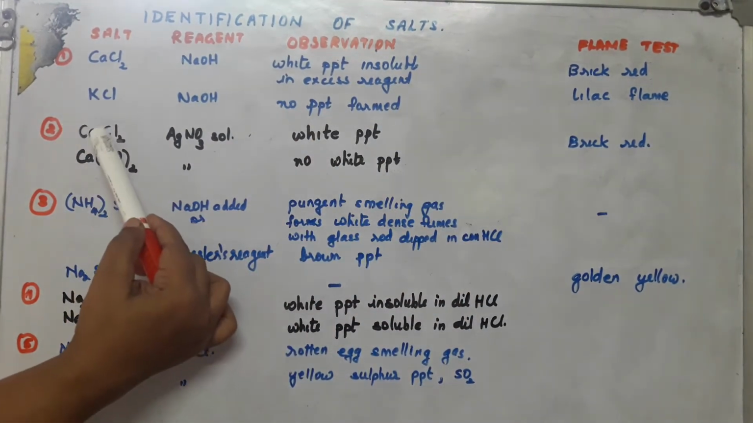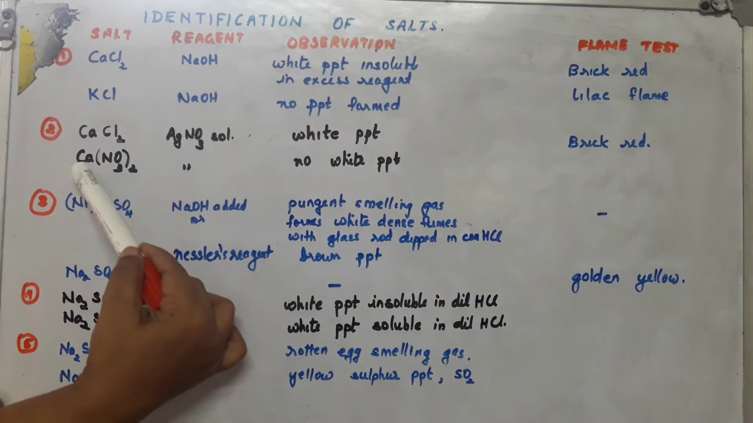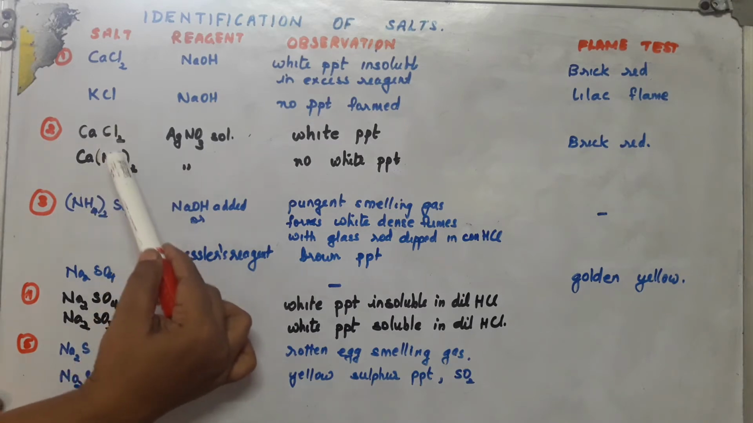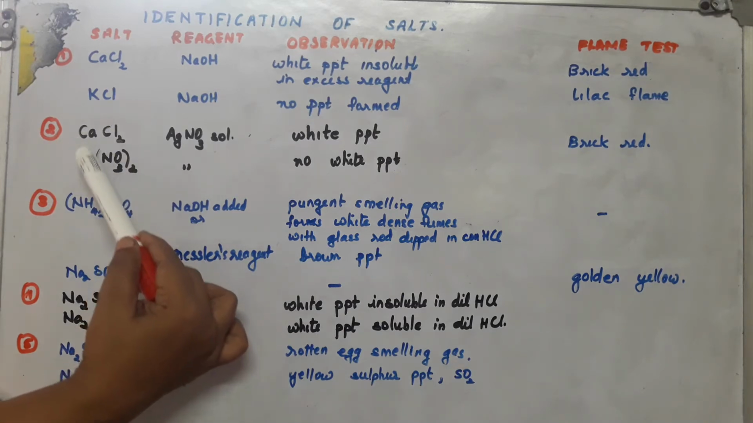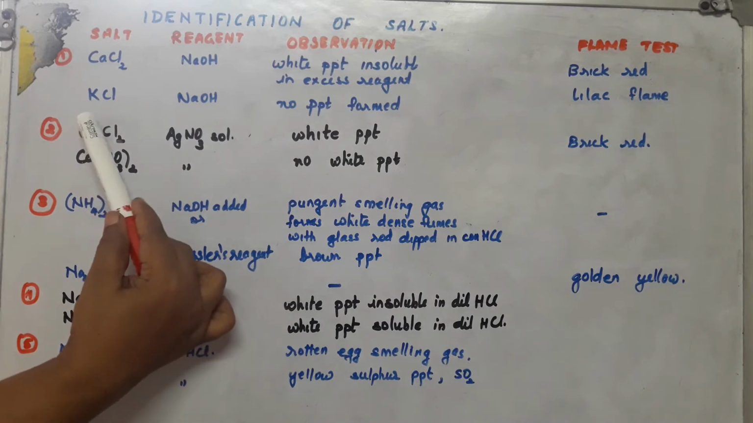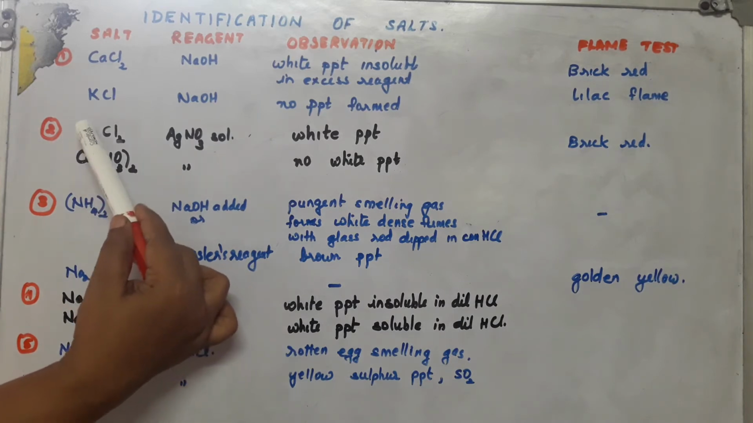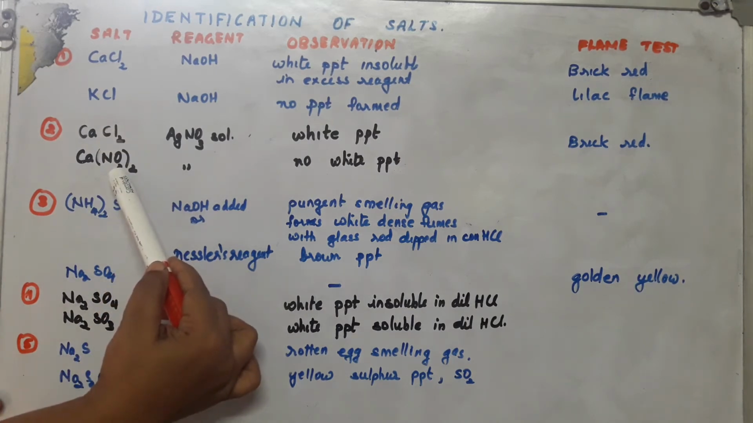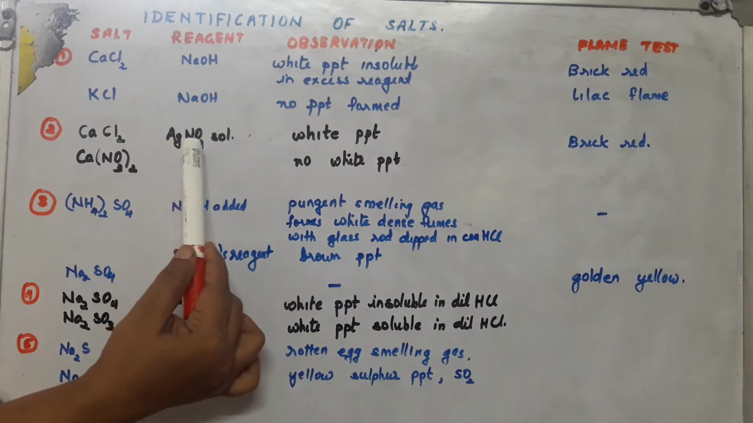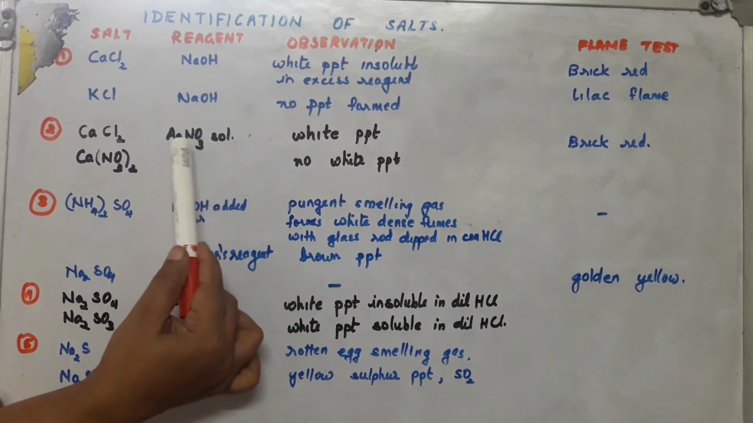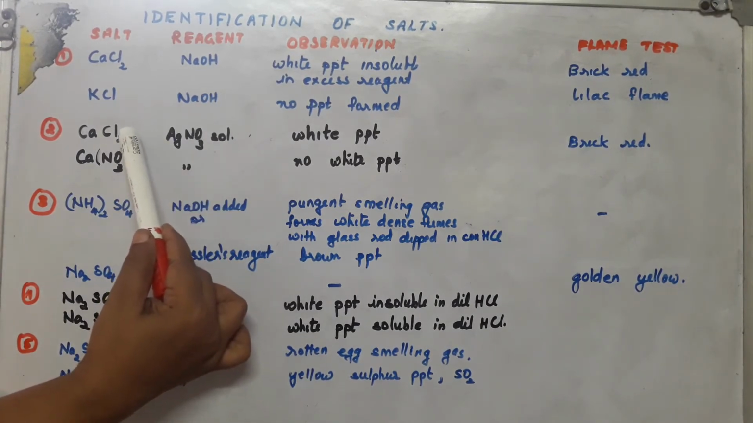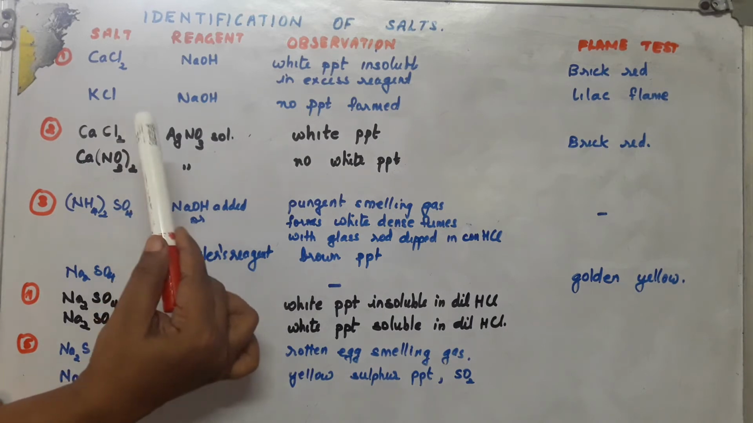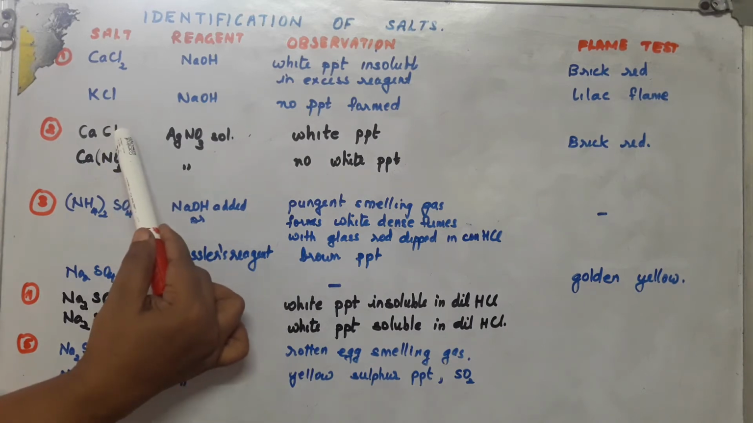Now the second pair is calcium chloride and calcium nitrate. Here the anions are different but cations are the same. So we don't have to check any test for calcium, but we have to use something to identify Cl⁻ and NO3⁻. For that, here I have taken silver nitrate solution, which is a good reagent to identify chloride ion, Cl⁻. It's not for nitrate, it is only for Cl⁻.